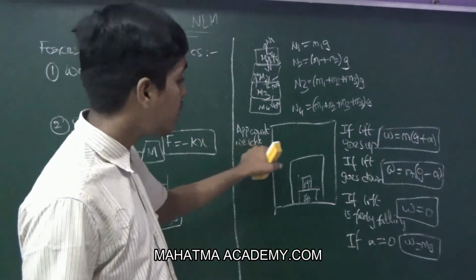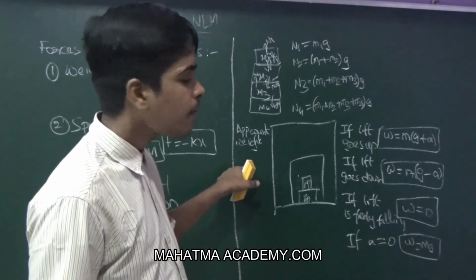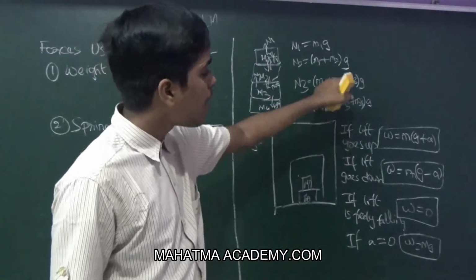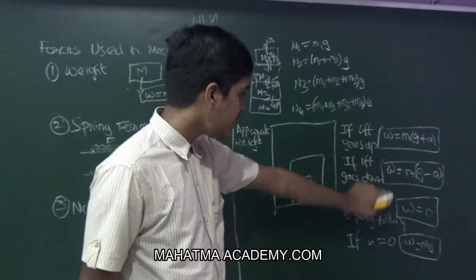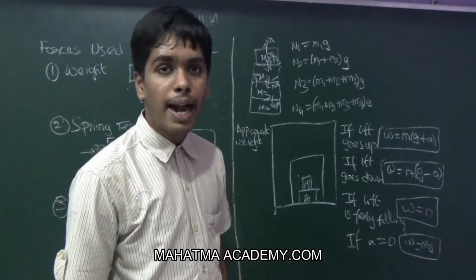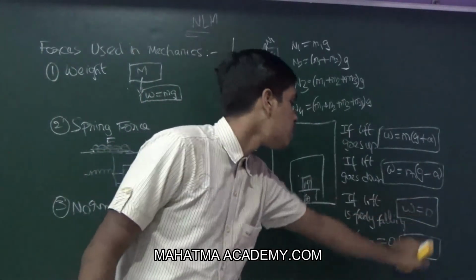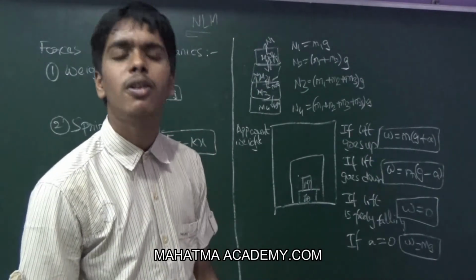Now the apparent weight. Apparent weight is in a lift. If the lift goes up, our weight will increase. If the lift goes down, our weight will decrease. If the lift is freely falling under the effect of gravity, the W is 0. If acceleration is 0, at rest, our weight will be the same as that on the ground.